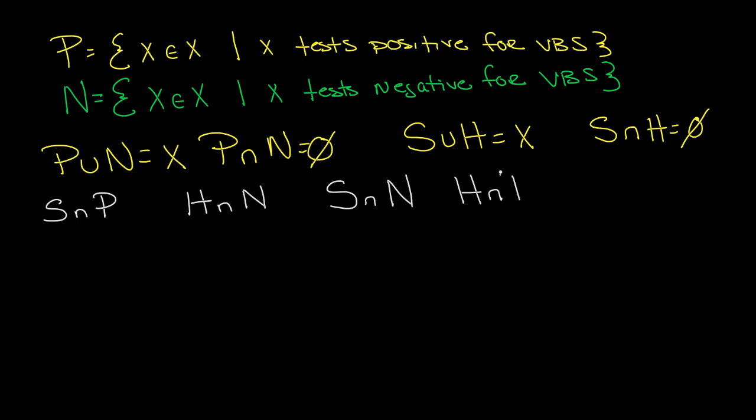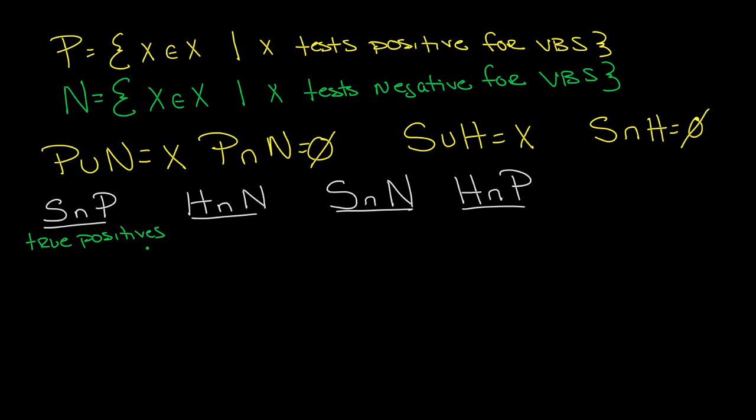Let's think about what these are, how big we want them to be, what they mean in the real world, and so on. So first, S intersect P. What does it mean to be in S intersect P? First, it means that you're in S, which means you have VBS, and it means you're in P, which means you test positive. These are often what are called the true positives. So the bad news is you have VBS. The good news is the test told you accurately that you have VBS, so perhaps you can seek treatment.